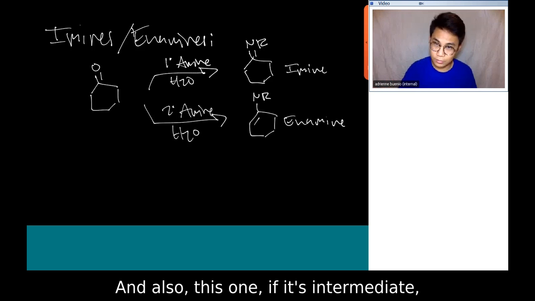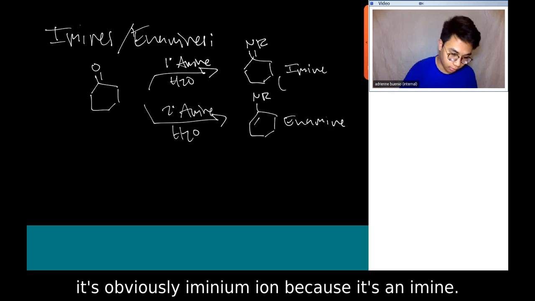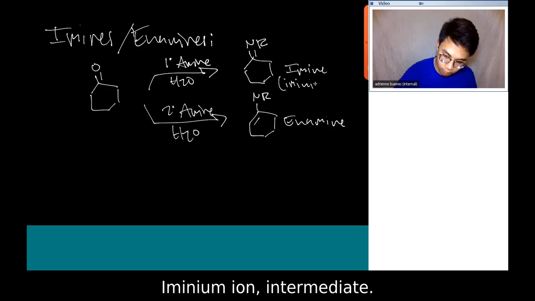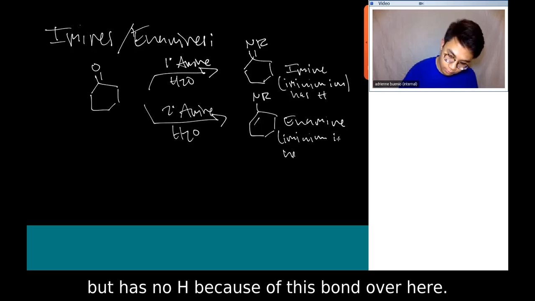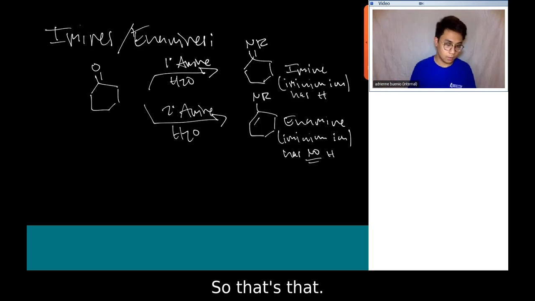And also this one, the intermediate is obviously an iminium ion, because it's an imine, iminium ion intermediate, and this one has H. This one is the same thing, but has no H, right? Because of this bond over here. Okay, so that's that.